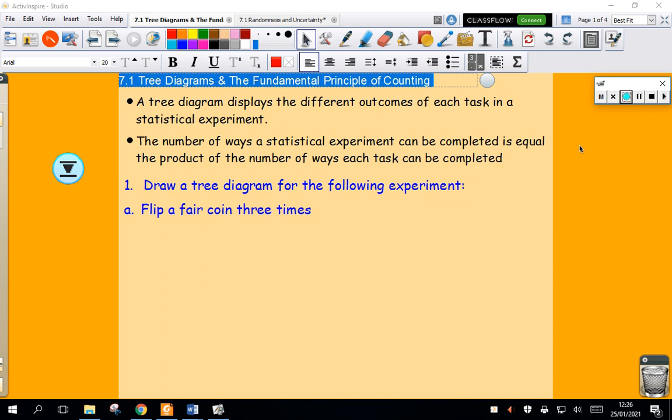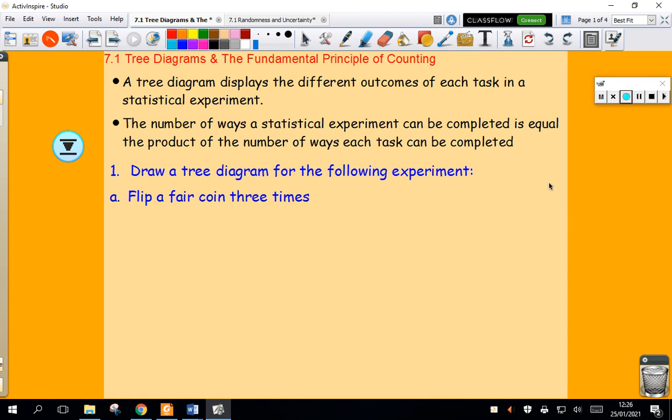Okay, in this lesson I'm going to look at tree diagrams and the fundamental principle of counting. So a tree diagram just displays the different outcomes of each task in a statistical experiment. That's all it does. So we break the experiment up into tasks. What do we do first? What do we do next? And each of those gives us a level on our tree diagram.